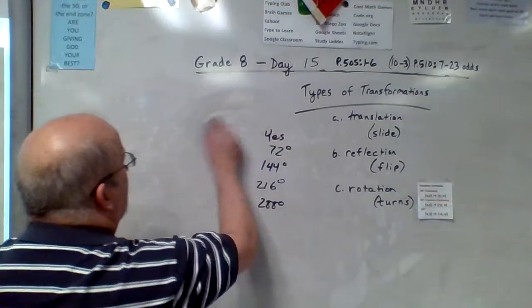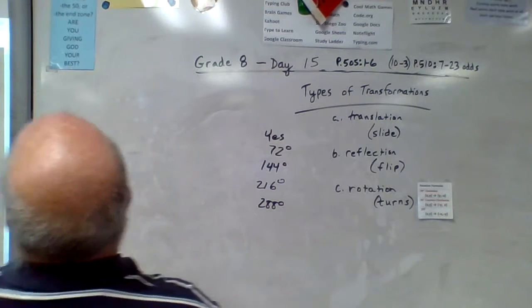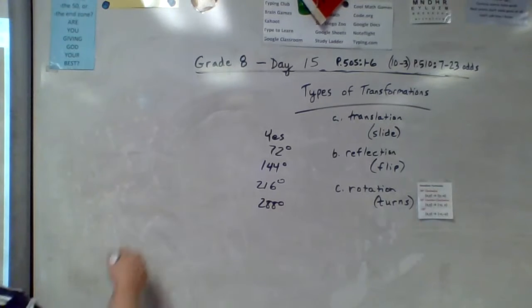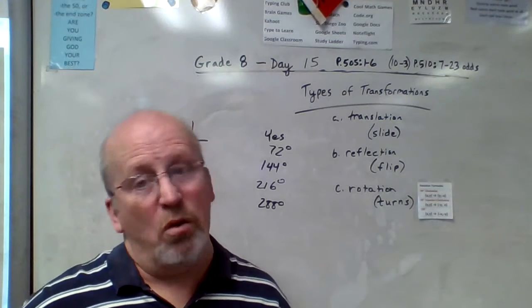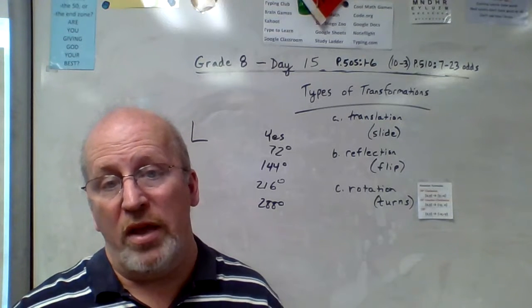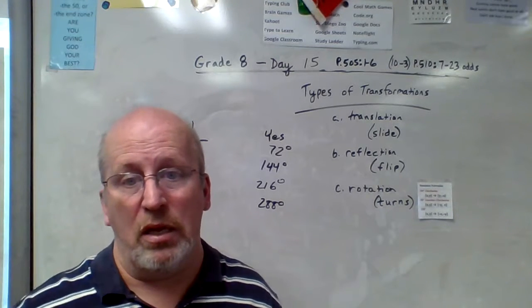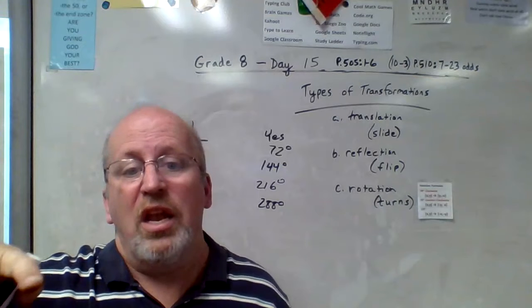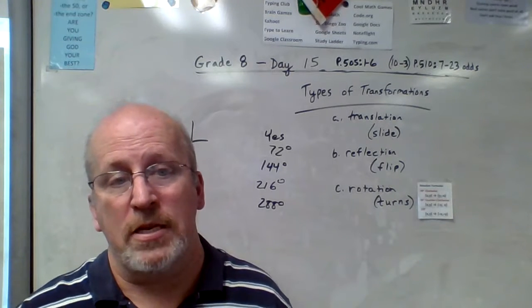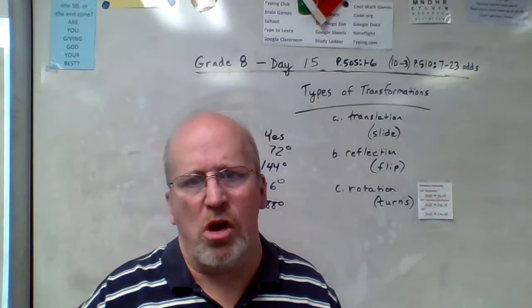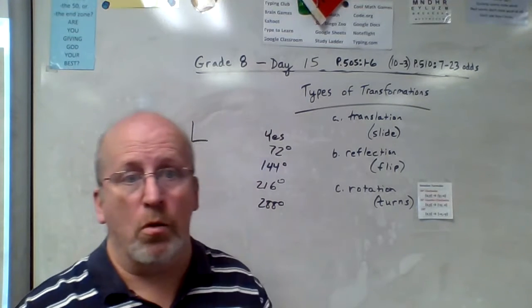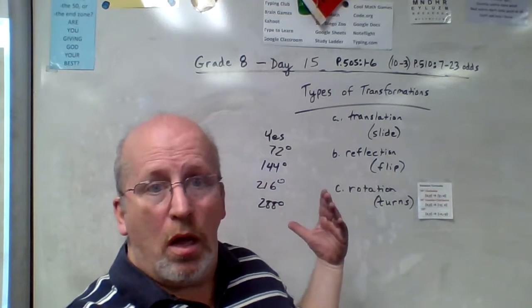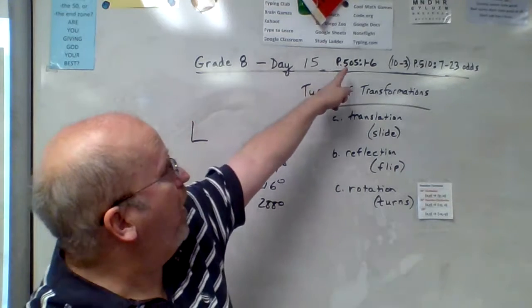What if I drew a letter like, say, for example, the letter L? Does that have rotational symmetry? No, it doesn't. The only way you could get it to look the same by rotating it is if you rotated it an entire circle of 360 degrees, and that's not what we're talking about in regards to rotational symmetry. Okay, so that's some help, hopefully, for page 505.